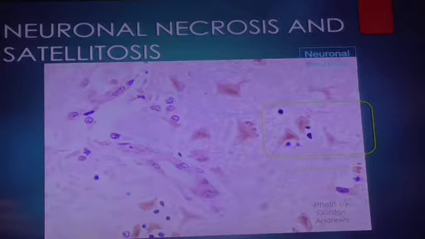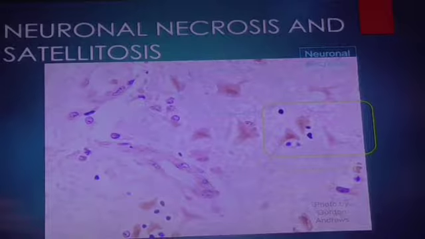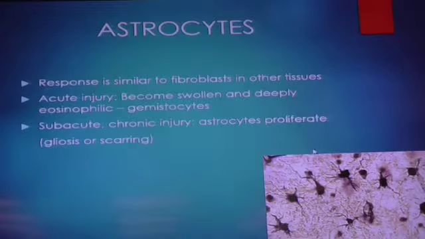And as we see, we have a number of degenerating neurons on this picture. Yes? Can you repeat what you said is surrounding the neuron? Oligodendrocytes. These sort of dark blue cells, they look like lymphocytes, but those are oligodendrocytes. Any other questions? All right.